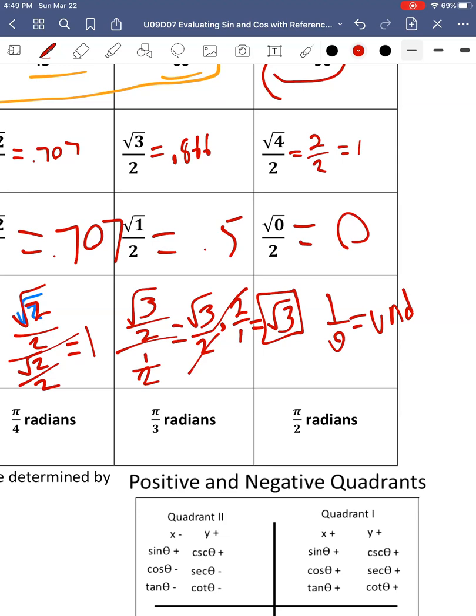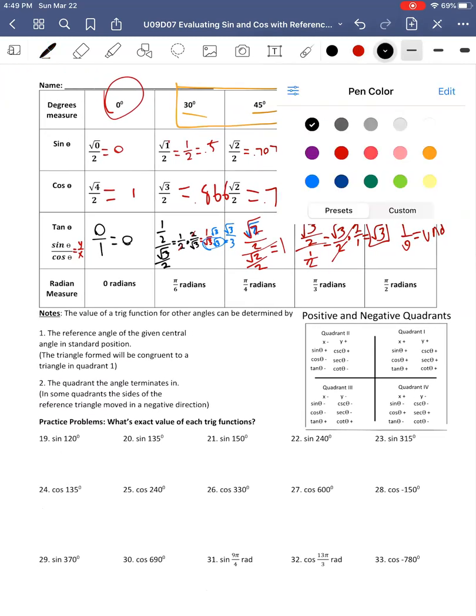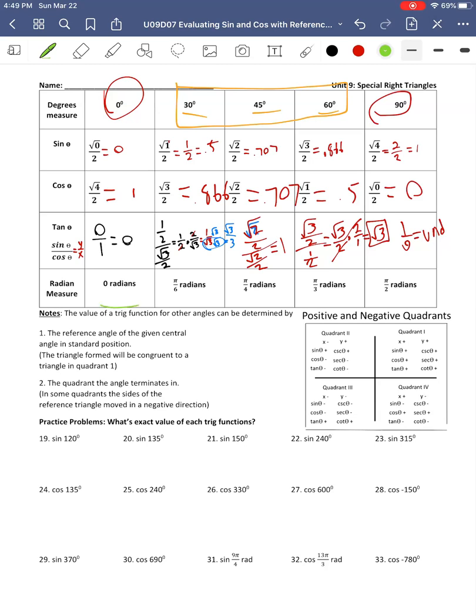So that's where the common trig ratios come up for tangent. If you see these in radian measure, these are the radians that correspond with each of these degrees.